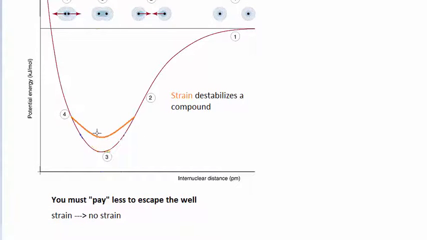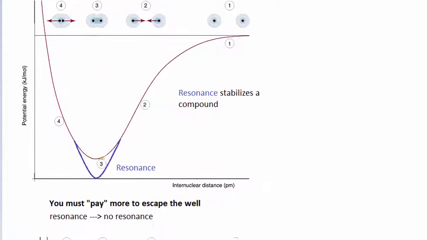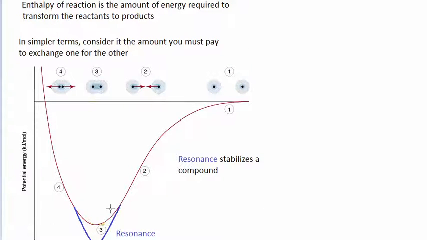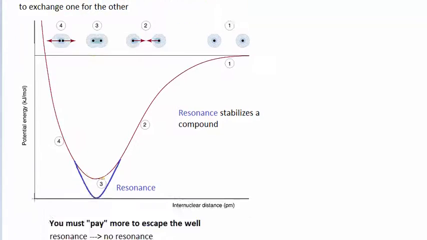In other words, it's easier to escape from this energy well than it is to escape from this energy well. And remember, when we mean escape from an energy well, we're really talking about breaking a bond. So it's easier to break a bond when there's strain than when there is no strain. Similarly, it is more difficult to break a bond when there's resonance than when there's no resonance.